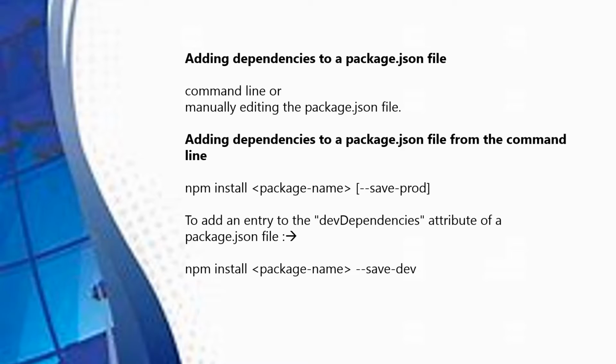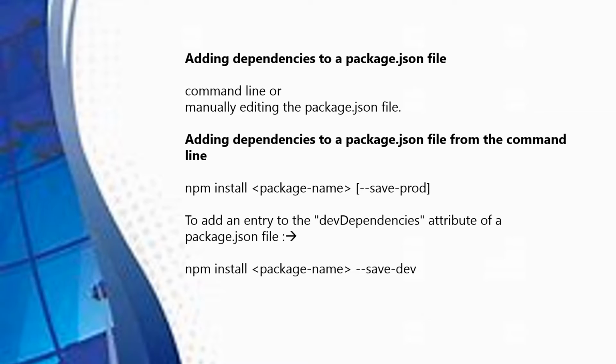To add the dependencies and dev dependencies to the package.json file from the command line, you can install them in the root directory of your package using the --save-prod flag for dependencies, or the --save-dev flag for dev dependencies. To add an entry to the dependencies attribute of a package.json file on the command line, run the following command: npm install name of the package --save-prod.